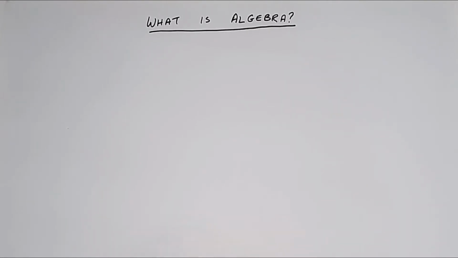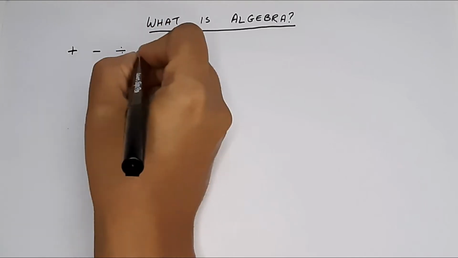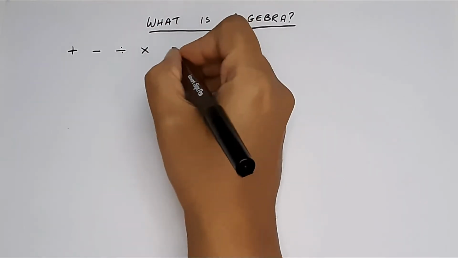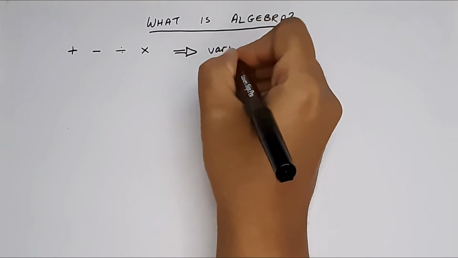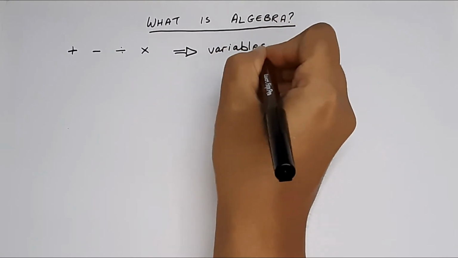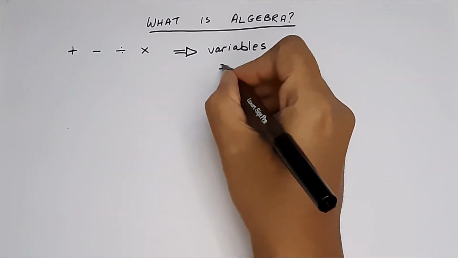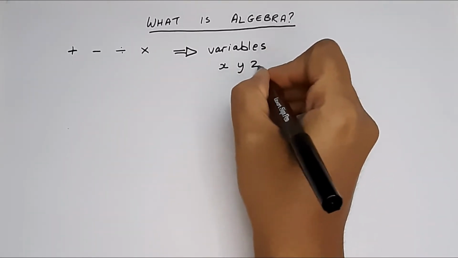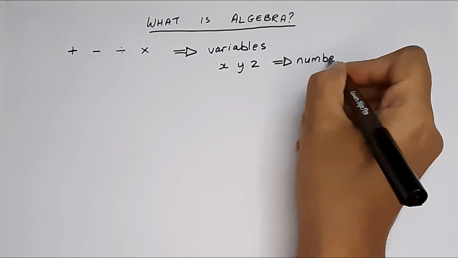Algebra is basically the arithmetic that we know: basic addition, subtraction, division, multiplication. But now we include variables while solving problems. Variables are nothing but alphabets like X, Y, and Z, which represent a number.